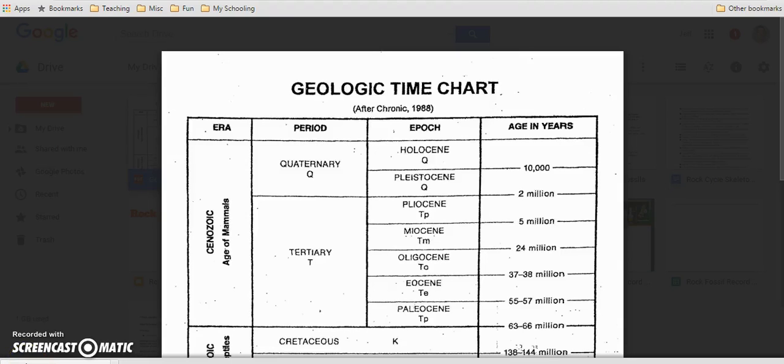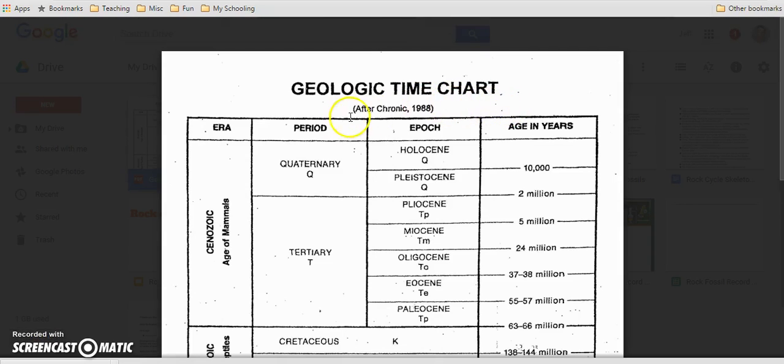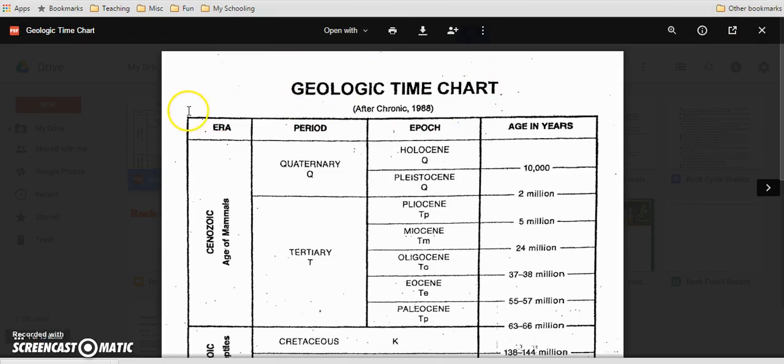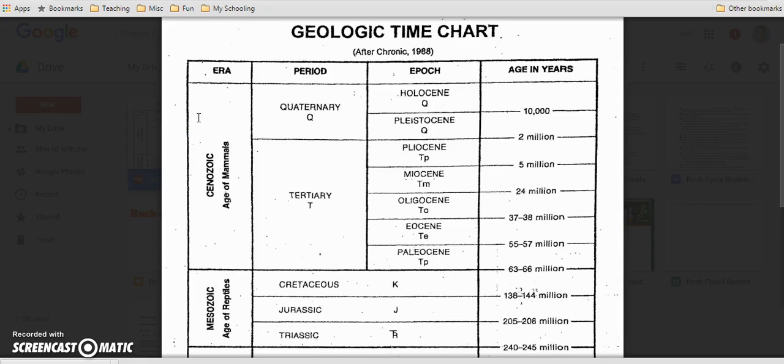Okay, I just want to spend a couple minutes explaining this geologic time chart, and I've given you this in your assignment stream, and it's titled Geologic Time Chart. What I want you to be able to make sense of from this chart are the different ways that time can be divided. We start with era, which is the biggest category of time. And we'll talk more about that in just a second.